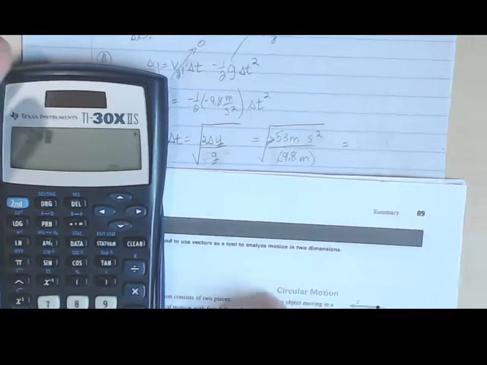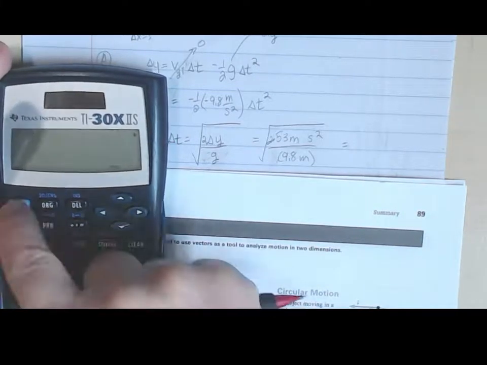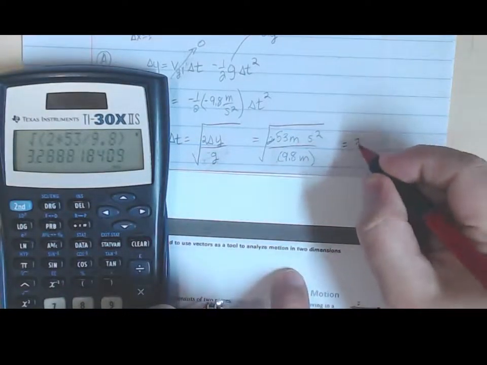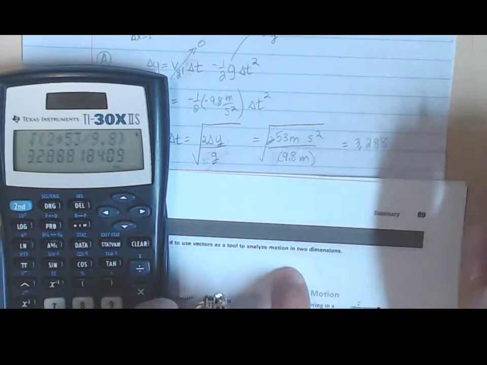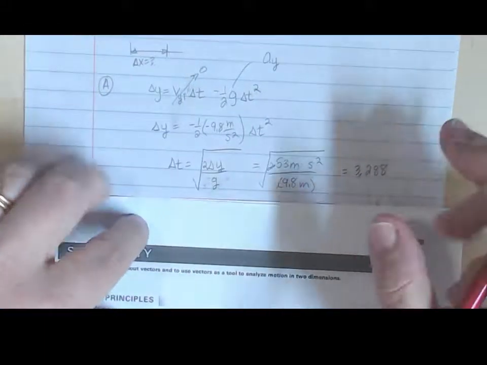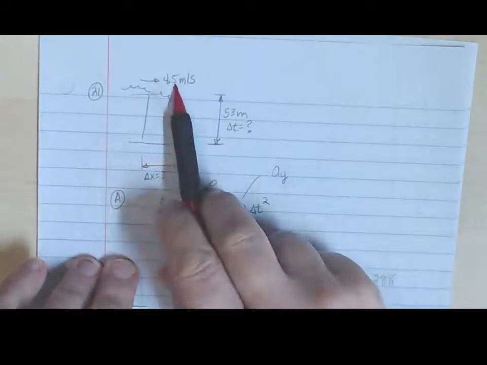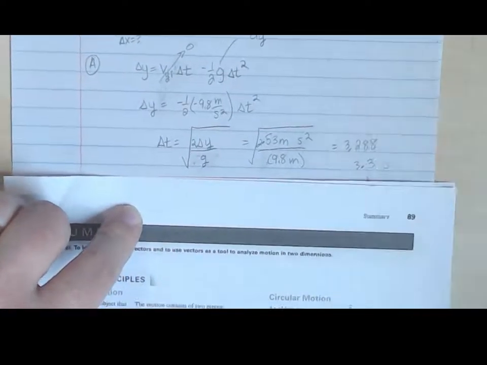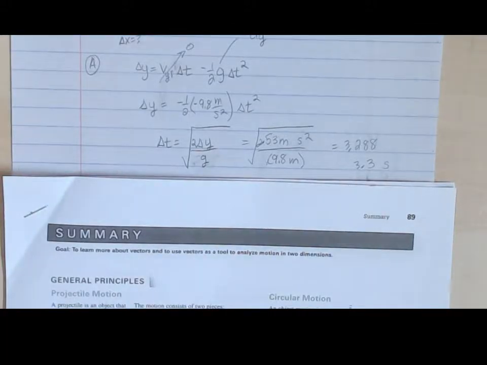2 times 53, square root of 2 times 53 divided by 9.8 equals, and I get 3.288. How many significant digits do I need? It looks like I need to keep about 2 significant digits, so this will be rounded to 3.3 seconds. Let's check and make sure the answer is correct here. Okay, yay, I got it right.